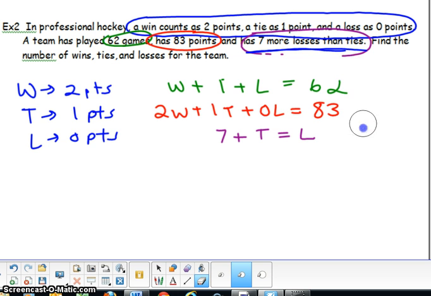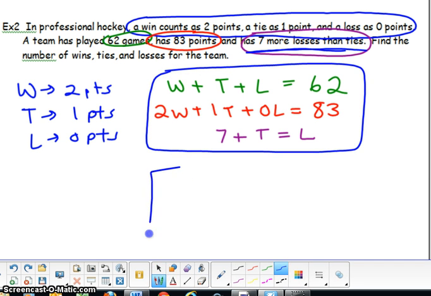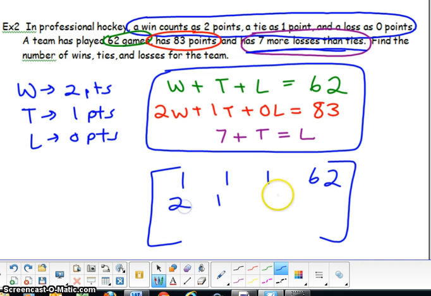Now that we have our 3 equations, we'll be able to set it up into a matrix. Okay, so here's our matrix: 1, 1, 1, 62, 2, 1, 0, 83, and we'll have to move the L over and the 7 over. So what will that look like? There's 0W, there is plus 1T, and then minus L equals a negative 7. So it would be 0, 1, negative 1, negative 7.